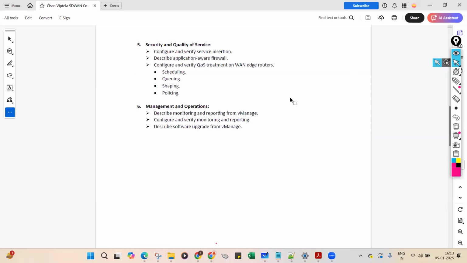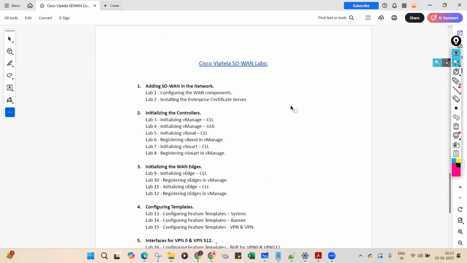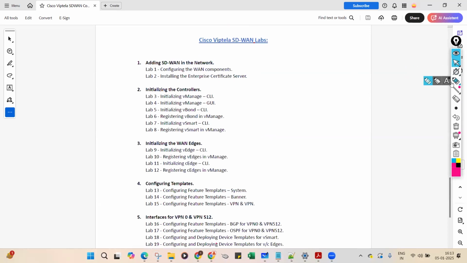Let me show you all about the labs that we are going to do in this particular course. In this course, we are going to configure each and every SD-WAN component. Right from the certification and the configuration, we will build this lab from scratch. This lab will be from day 0 to day 2. We will be configuring the devices via templates, pushing the policies, and we will do this in pretty much detail.